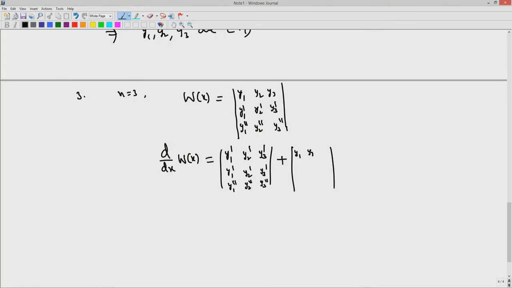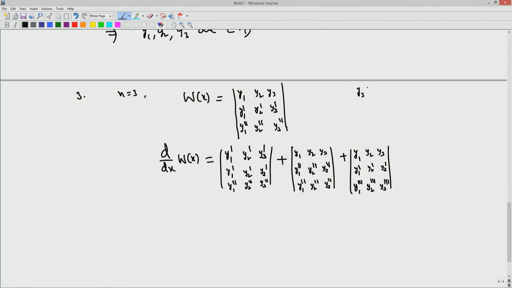So the first row y1, y2, y3 as it is. The second row, if I differentiate, is y1 double dash, y2 double dash, y3 double dash. The third row is as it is, y1, y2, y3 with double dashes. Now for the third determinant, the first 2 rows stay as they are, y1, y2, y3, and y1 dash, y2 dash, y3 dash. The third row you differentiate, giving y1 triple dash, y2 triple dash, y3 triple dash.